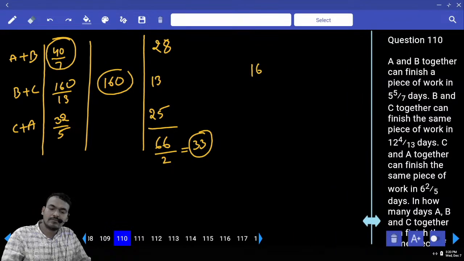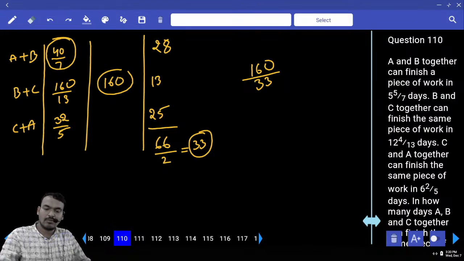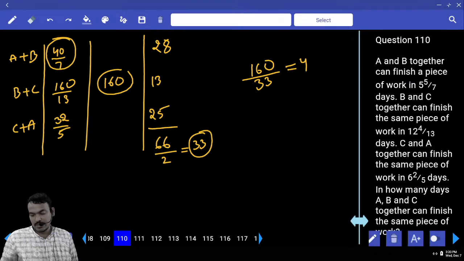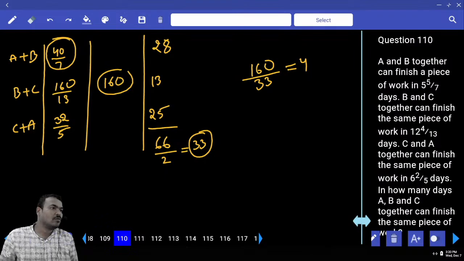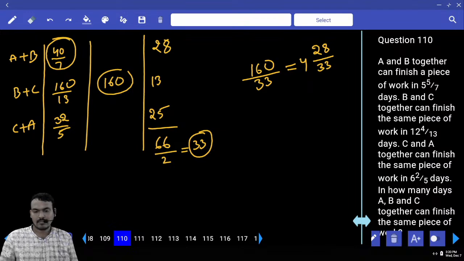What is the total work? 160. It is completed by A plus B plus C, so divide by 33. 33 how many times? 4 times or not? 33 for the 132. What is the remaining? 28 by 33.